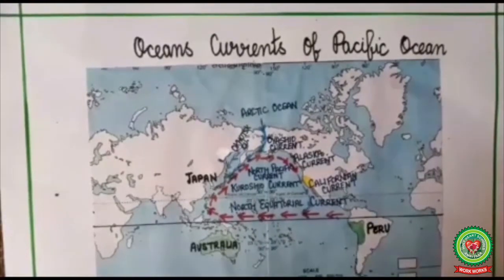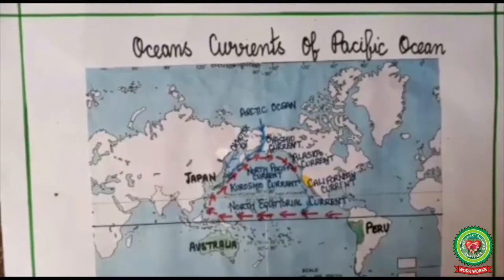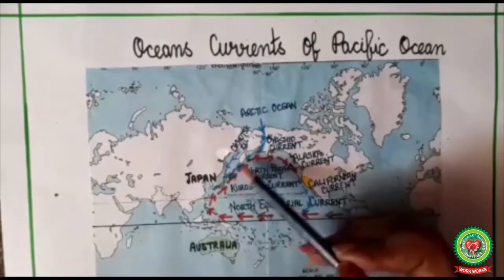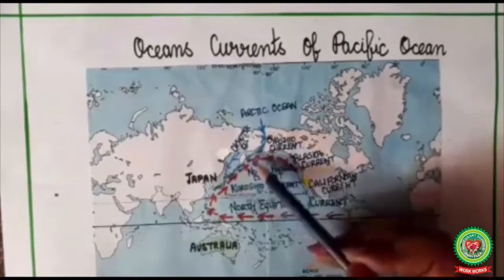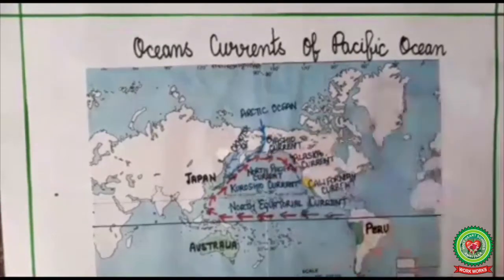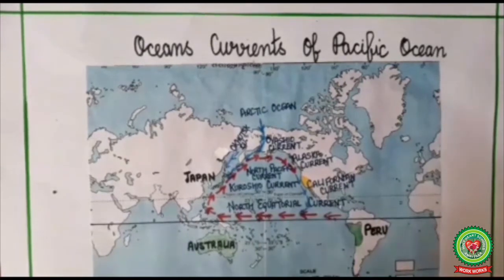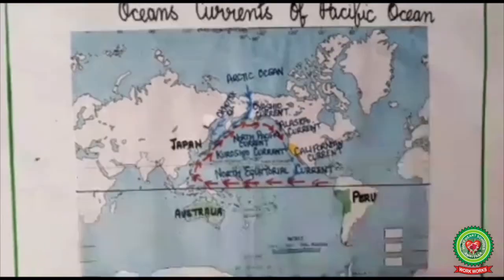So, here are the two cold currents coming from the Arctic Ocean. One is the Okhotsk Current and the other one is the Oyashio Current. So, these were the ocean currents of the North Pacific Ocean. Now, let us discuss the ocean currents of the South Pacific Ocean.